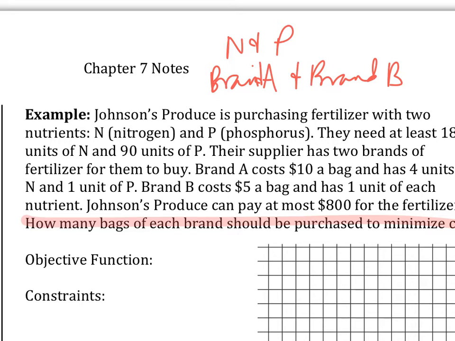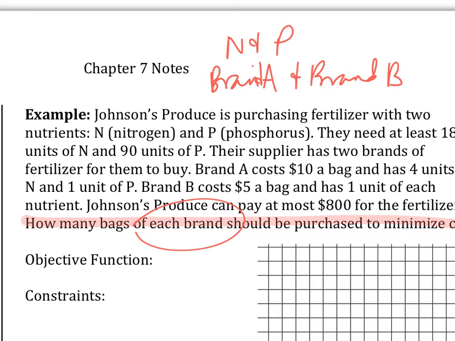Okay, how many people think it's N and P? N and P are the variables. How many people think it's brand A and B? All right, the class is split. Okay, the key is the question. How many bags of what? Cost. Send you back to English class. What does it say? Brand. So what are you solving for? Brand A and B. Okay, brand A and B are the variables.